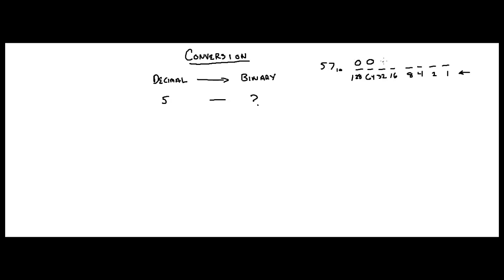So now let's start. Will 32 go into 57? Yes, it will. Leaves 25, doesn't it? Will 16 go into 25? Yes, it will. That leaves 9, doesn't it? Will 8 go into 9? Yes, it will. It leaves 1. Will 4 go into 1? No. Will 2 go into 1? No. Will 1 go into 1? Yes.